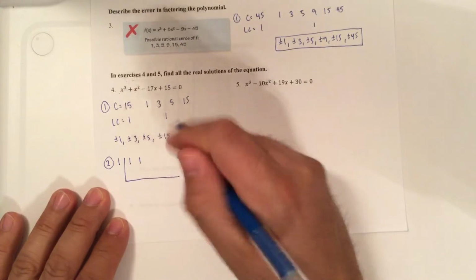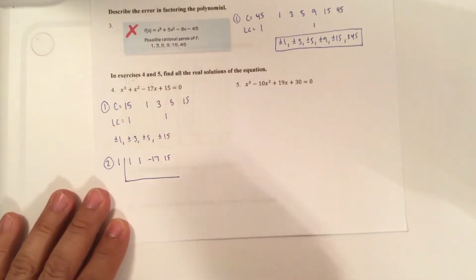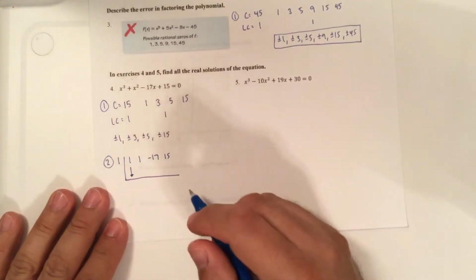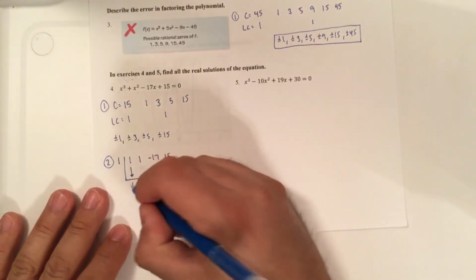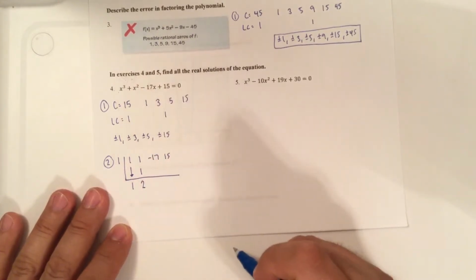I have negative 17 and 15. So now I have my coefficients. Now I'm just going to go through the process of synthetic division. So we drop the 1. 1 times 1 is 1. 1 plus 1 is 2.